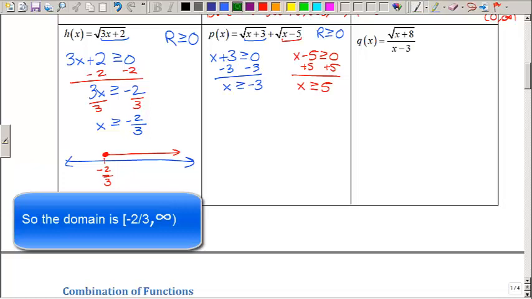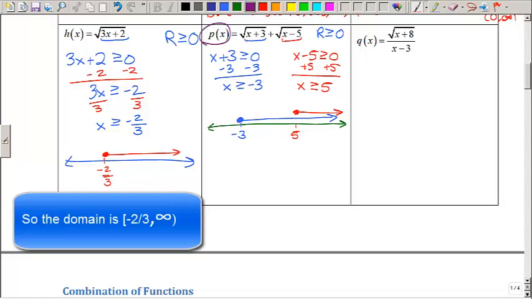Well, if I graph both of these, I have some overlapping parts and some parts that are not overlapping. To graph the blue, x is greater than or equal to negative 3. I have a closed circle at negative 3 on all the values to the right. To graph the red, x is greater than or equal to 5. I have a closed circle at 5 and all the values to the right as well. So the question is, well, what's the domain of the real function p of x?